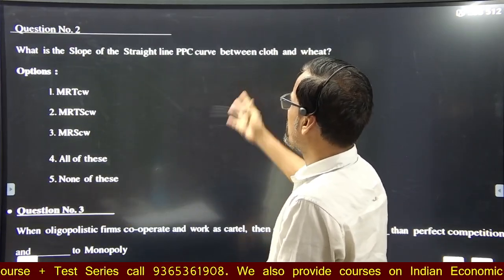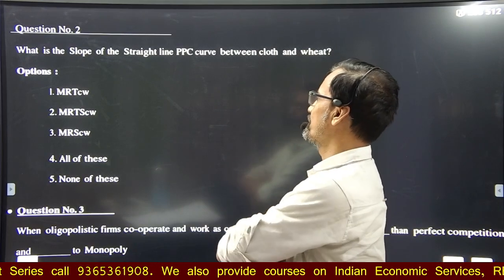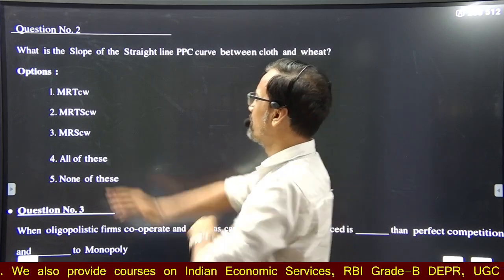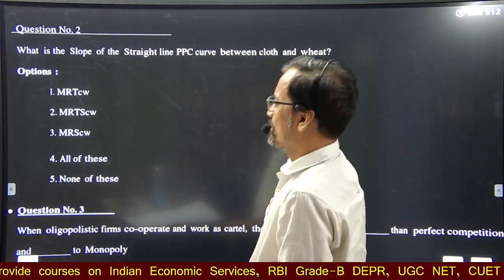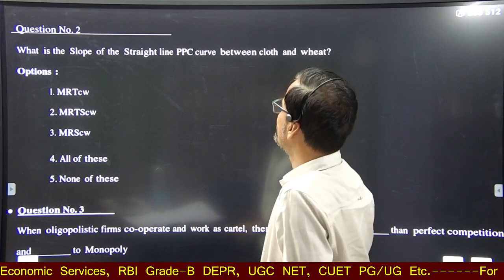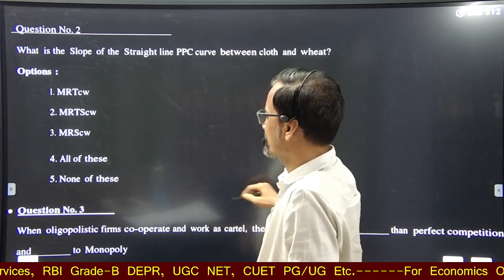What is the slope of the straight production possibility curve? It is the MRT, the marginal rate of transformation between the two commodities.